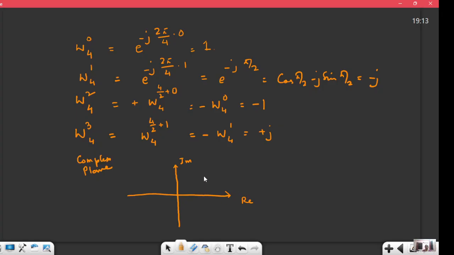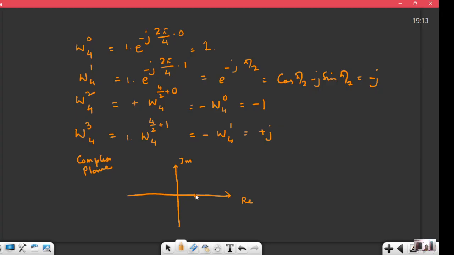And what is the magnitude of all these things? If you compare with the polar format, the magnitude is all 1. So magnitude is all 1 and the angle is varying. Okay, so what is W4?